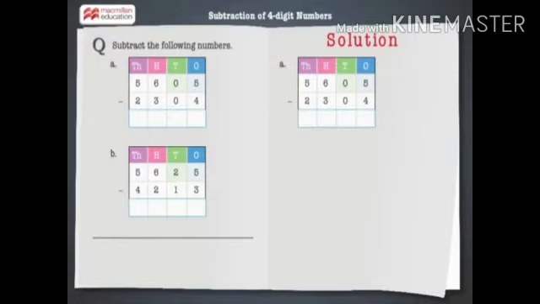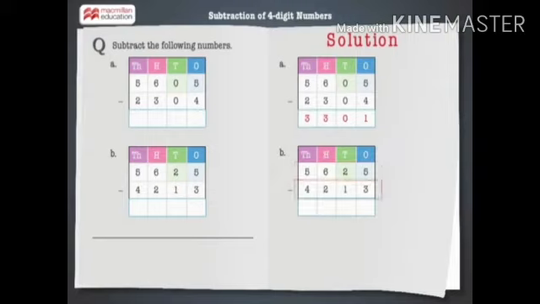5,605 minus 2,304. Subtract the ones. 5 minus 4 is equal to 1. Next, subtract the tens. 0 minus 0 is equal to 0. Next, subtract the hundreds. 6 minus 3 is equal to 3. Finally, subtract the thousands. 5 minus 2 is equal to 3. Hence, 5,605 minus 2,304 is equal to 3,301. Let's solve the next problem.